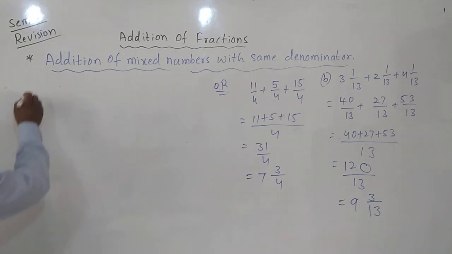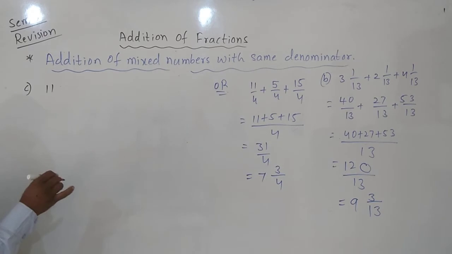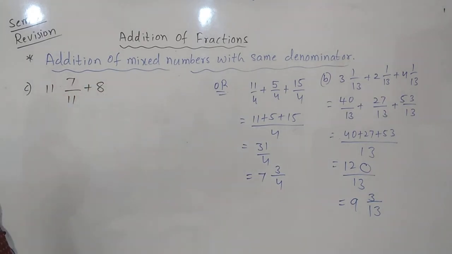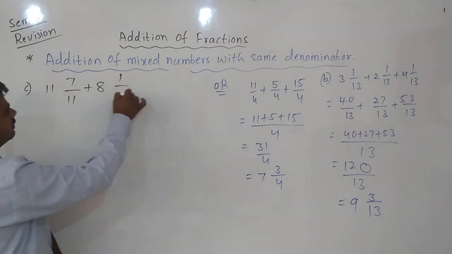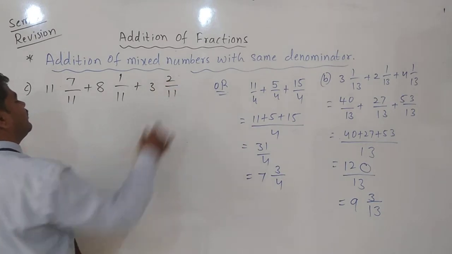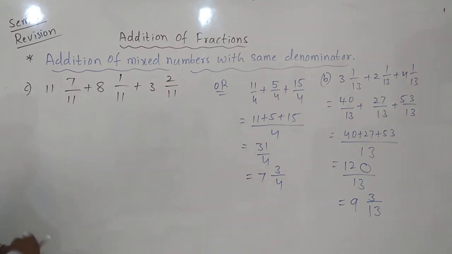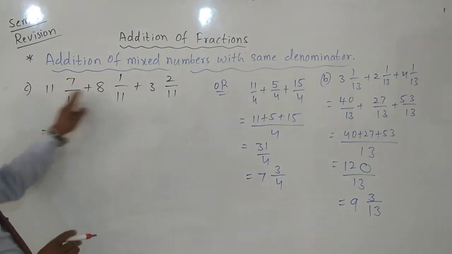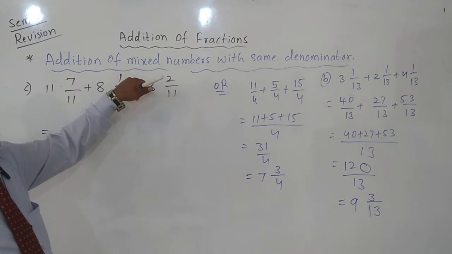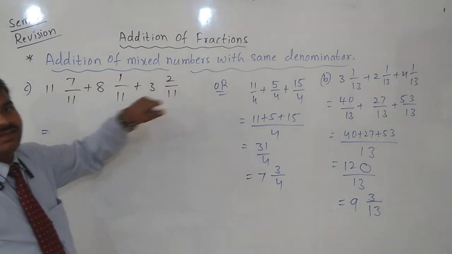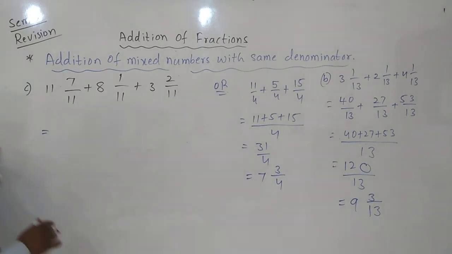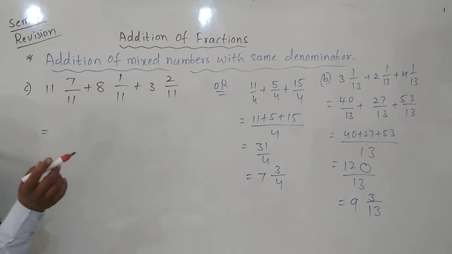11 integer 7 by 11 plus 8 integer 1 by 11 plus 3 integer 2 by 11. Here we can directly take the integers first: 11 plus 8 is 19, plus 3 is 22. Then 7 plus 1 is 8, 8 plus 2 is 10, so 10 by 11. 22 integer 10 by 11 is the answer. But let us also convert into improper fractions, then add.